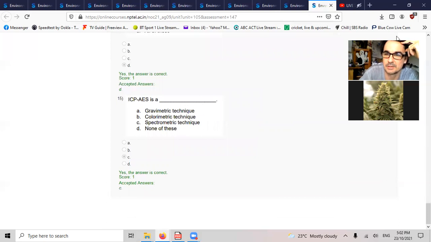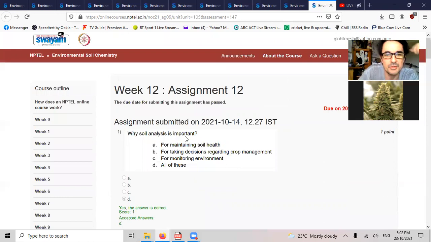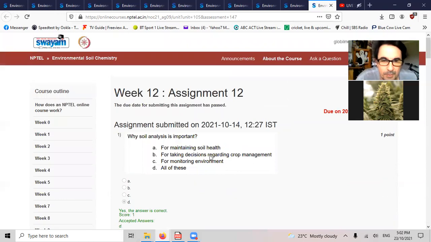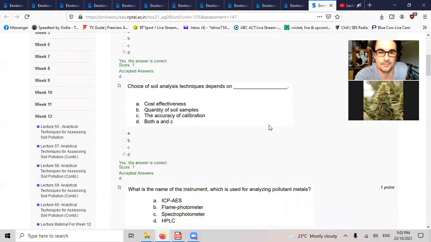Last. Week 12 of this week 12 course. Why soil analysis is important. It's for all of that stuff. Choice of soil analytical techniques depends on, well, it's definitely cost and calibration. D. What's the name of the instrument which is used in analysing pollutant materials?